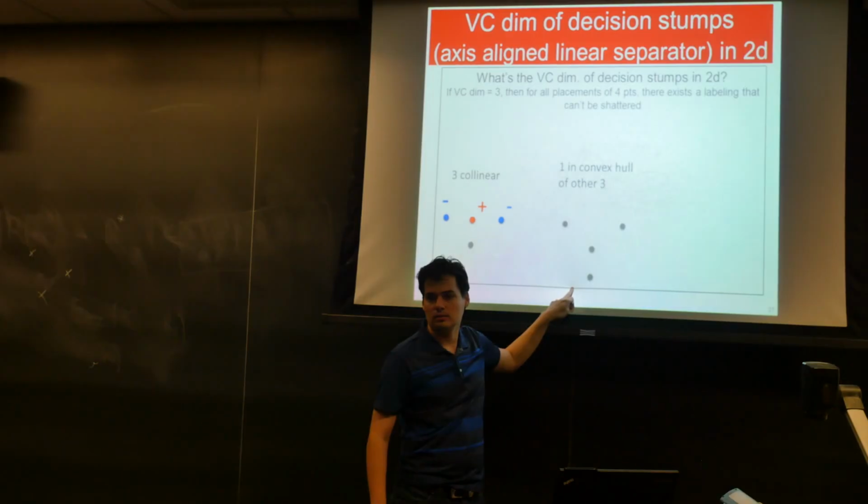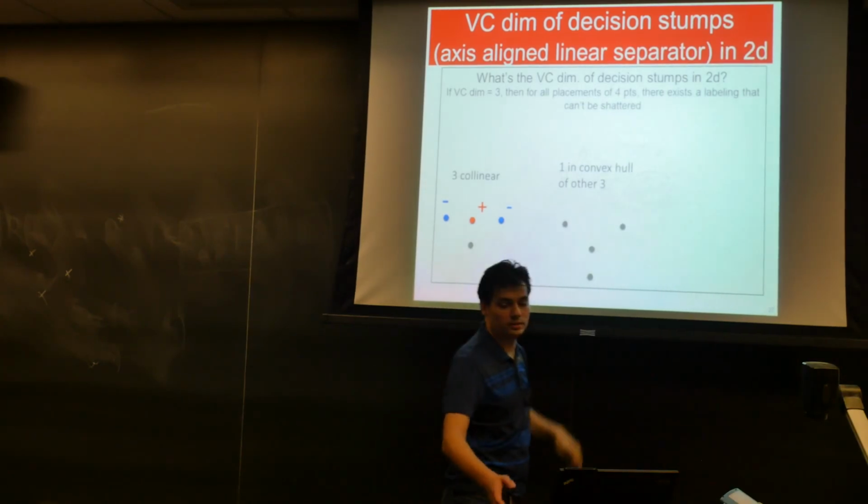Can I find a labeling that I wouldn't be able to classify these points? Yes. The center one is plus and all the others are minus. Exactly.